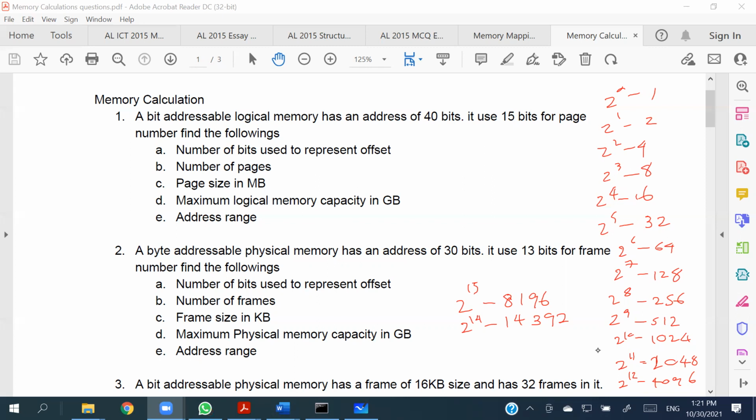Sachintani, is it clear how to do the part D? Right, okay.